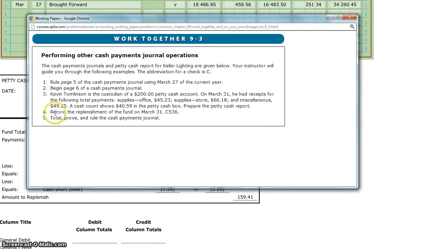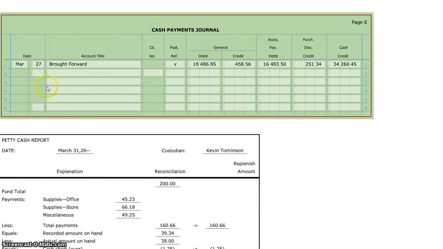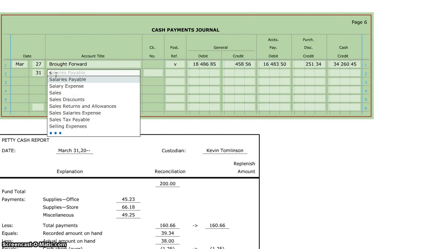Now, step 4 right here says that we have to record the replenishment of the fund on March 31st with check number 356. When we replenish the petty cash fund, we're actually going to record it, and we put down the date that we replenished. So we put it down on the 31st, and we're not putting the word petty cash. Very, very important that you know that we're not putting the word petty cash. The only time that you put the word petty cash right here for a petty cash transaction is if you were actually creating a petty cash account. That's the only time.